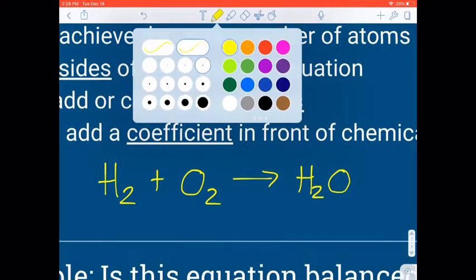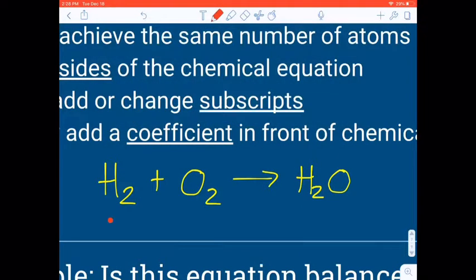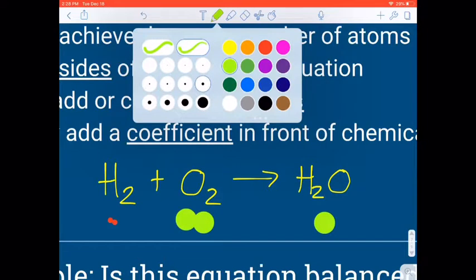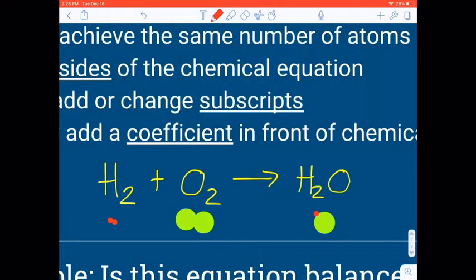I am going to draw little symbols to represent these. Hydrogen is 2 hydrogen atoms. Oxygen's a little bigger, so I'm going to pick a larger size here. And then we've got our H2O. So you can see there's 2 hydrogens on the left, 2 on the right. Perfect, balanced. If you look at your oxygen, though, there's 2 oxygen atoms on the left and only 1 on the right.